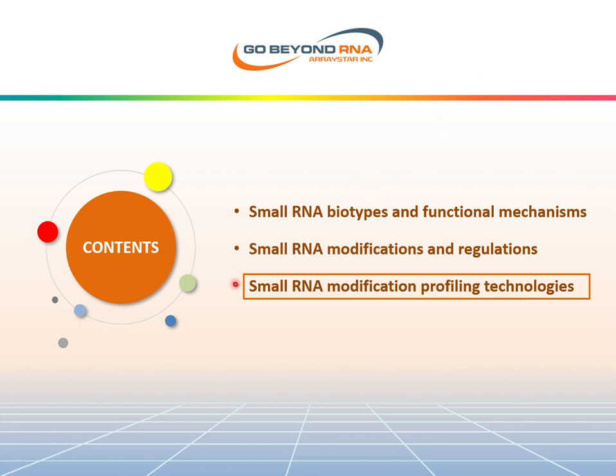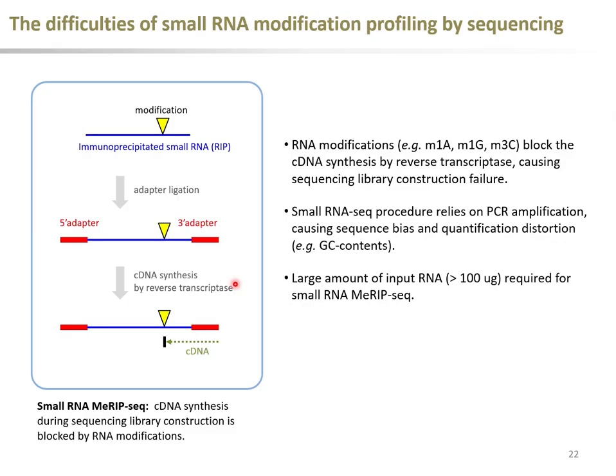So how do we best profile and study small RNA modifications? A traditional way to profile RNA modification is by methylated RNA immunoprecipitation sequencing, or MeRIP-seq. However, during the cDNA synthesis of sequencing library construction, the reverse transcriptase stops at modification sites, so the sequencing reads lose coverage and are heavily biased towards 3' ends of the RNA.